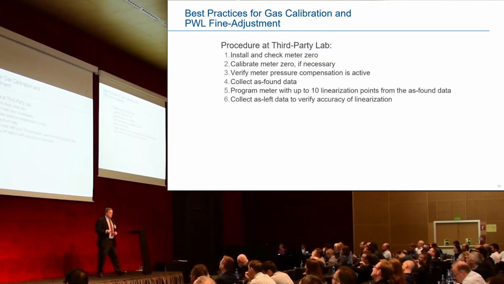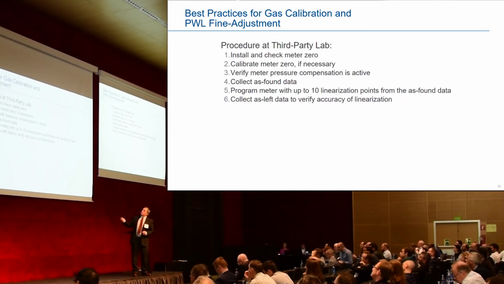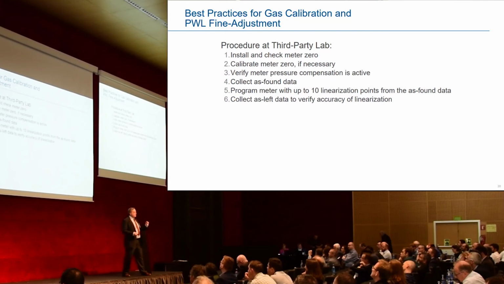Practices for this calibration. First, I'll begin by describing the procedure that normally occurs. It's important for the lab to install and check the meter 0 before they collect the as-found data. Then they'll want to calibrate the meter 0 if it's necessary. If the verification says the 0 is fine, which is often the case, there's no need to adjust it. After that, they want to implement pressure compensation, and I'll come back to that in a second. Before they collect the as-found data, they will then program the meter with the 10 linearization points and collect as-left data to verify that it's now measuring accurately and get a good measure of the relative error to the lab.